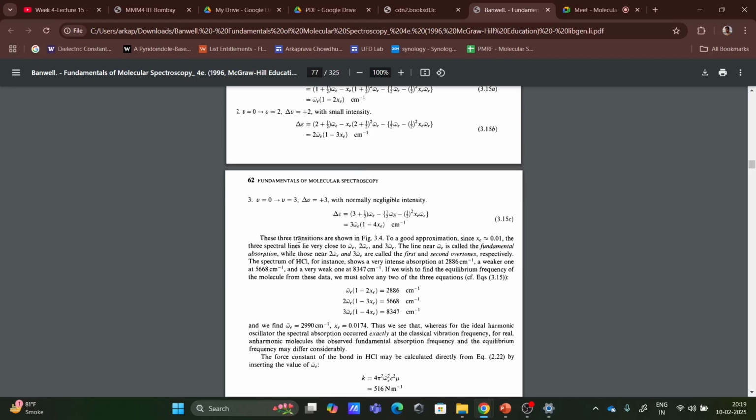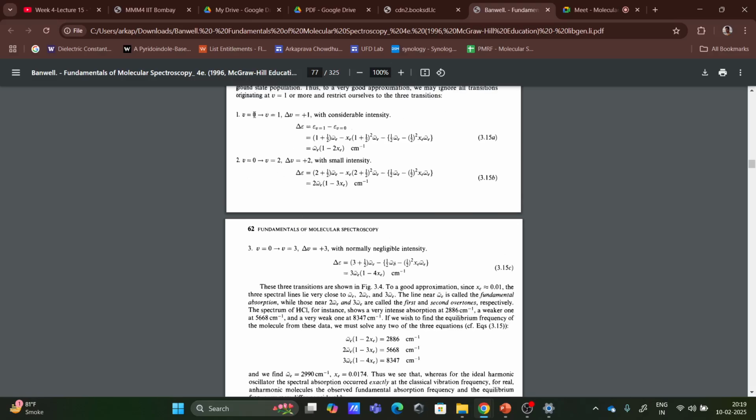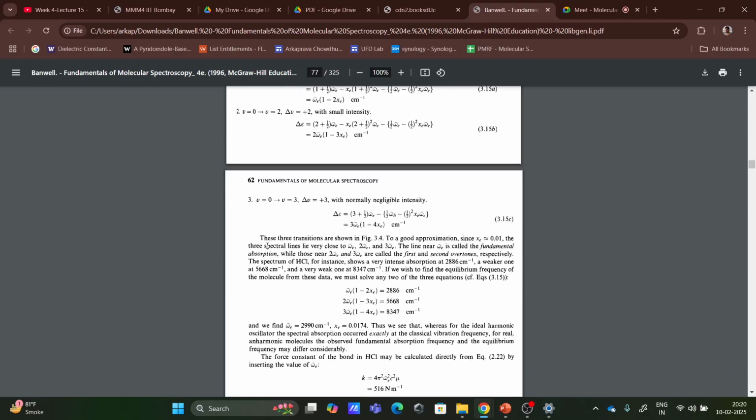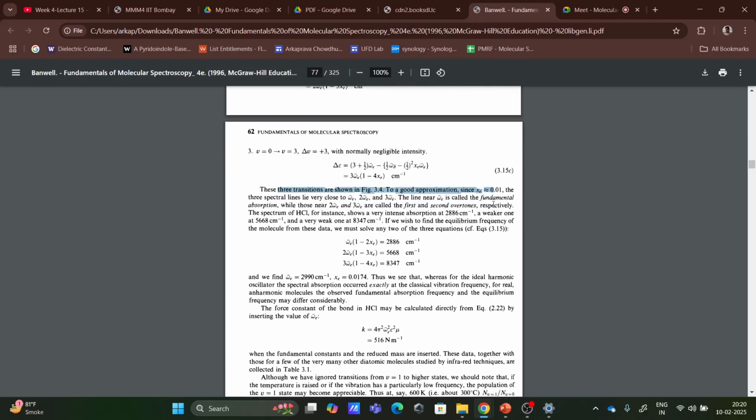continuum. See, the fundamental is from 0 to 1. 0 to 2 is with smaller intensity. Even smaller, negligible intensity is going to be 0 to 3. That is your second overtone. These three transitions are shown in good approximation. And another thing, your anharmonicity constant is going to be very, very small. It is close to 0.01, something like that. Okay. And where is your hot band?